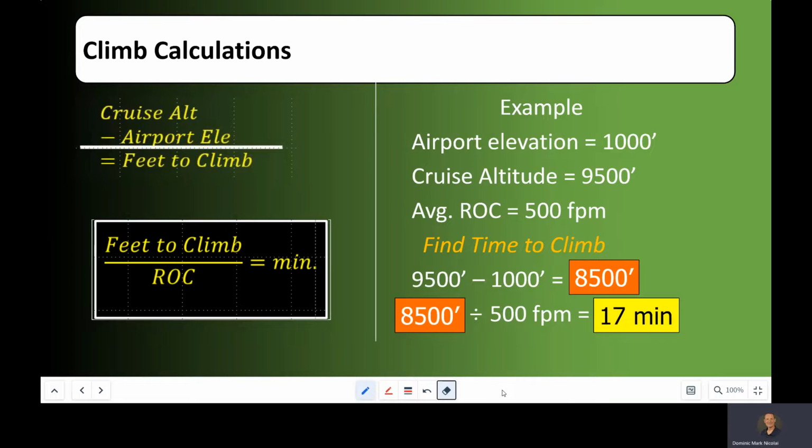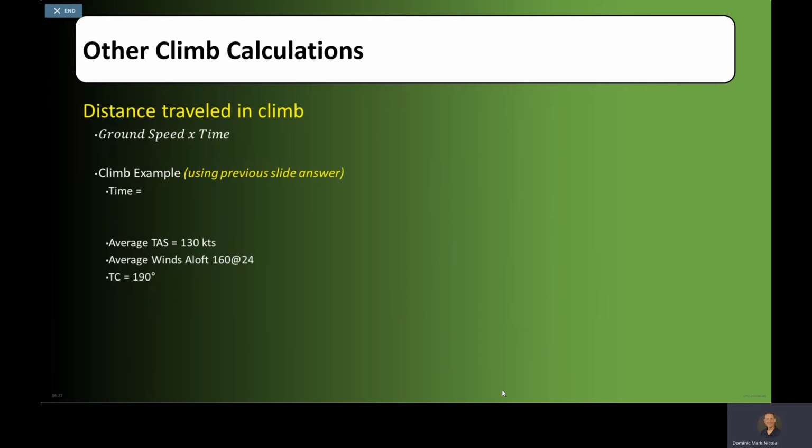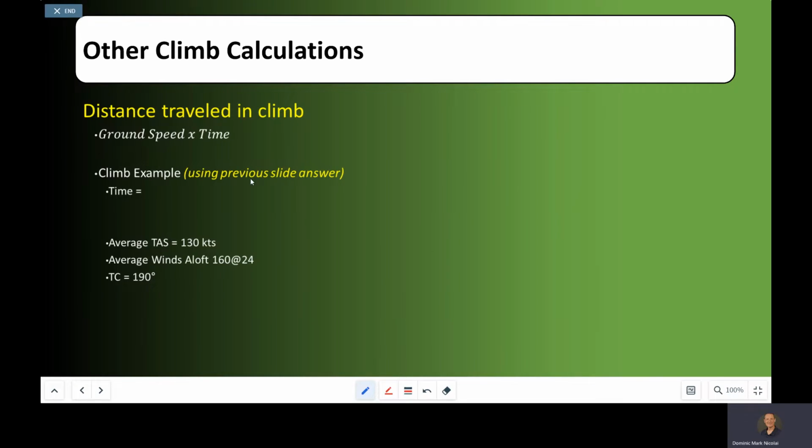So let's take a peek. Make sure you can use that number in other calculations. Right? You might be asked, what is the distance traveled in the climb? This is the horizontal distance traveled. So you're maintaining a ground speed for a certain amount of time, and that's going to get you your horizontal distance.